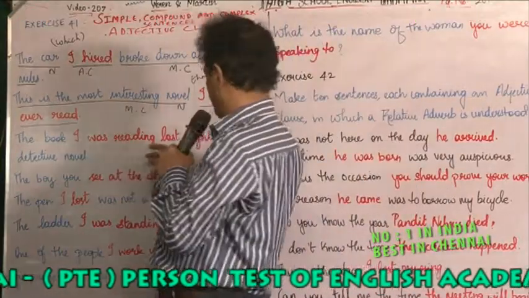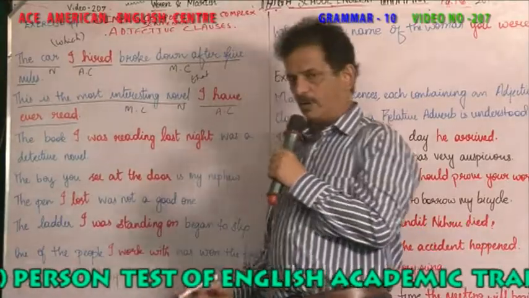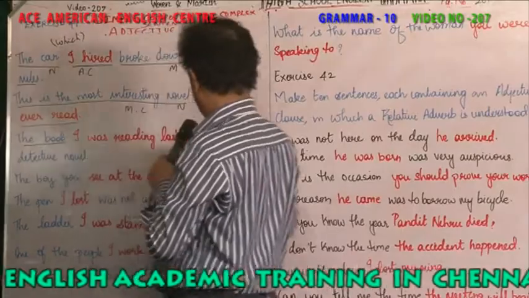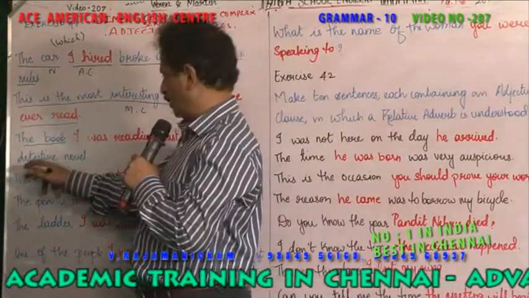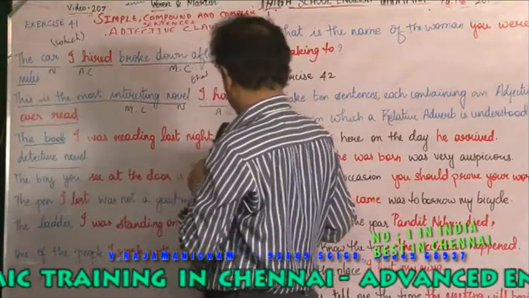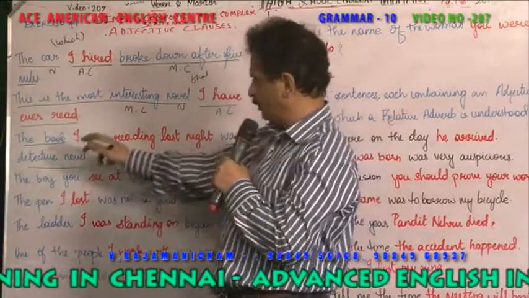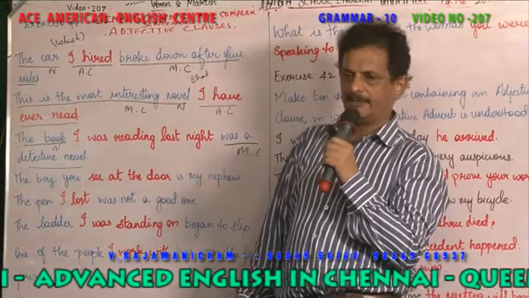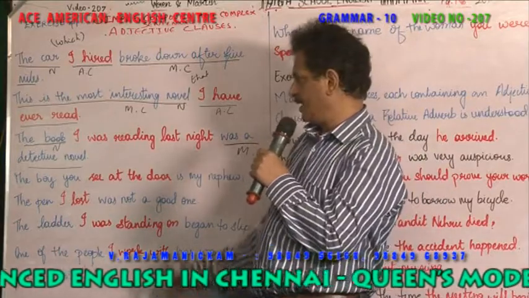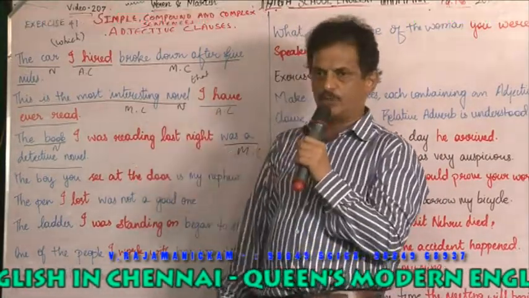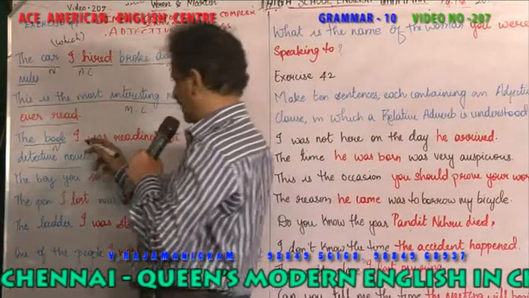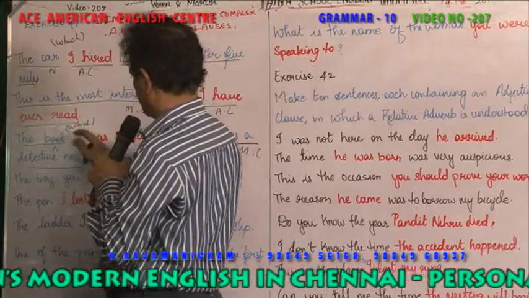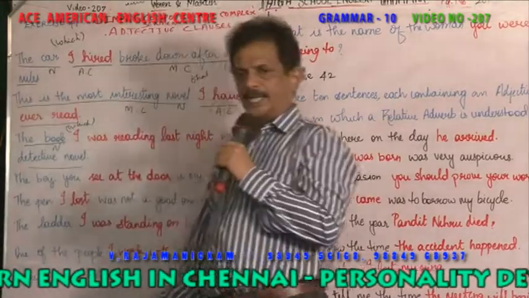The book I was reading last night was a detective novel. So, which is the main sentence here? The book was a detective novel. This is the main sentence. In the main sentence, a noun is the book. This noun is qualified by a sentence. What is that? I was reading last night. The book which I was reading last night. The which relative pronoun is hidden here. It is not mentioned, but still you can add it.